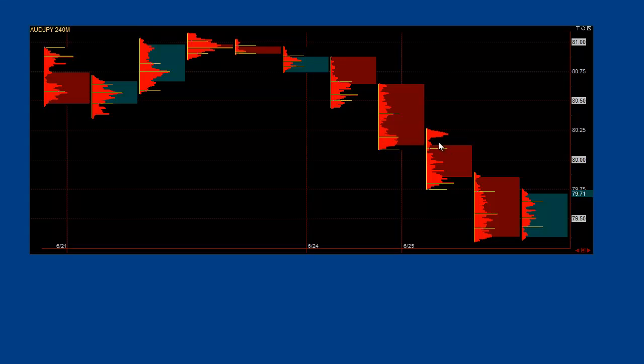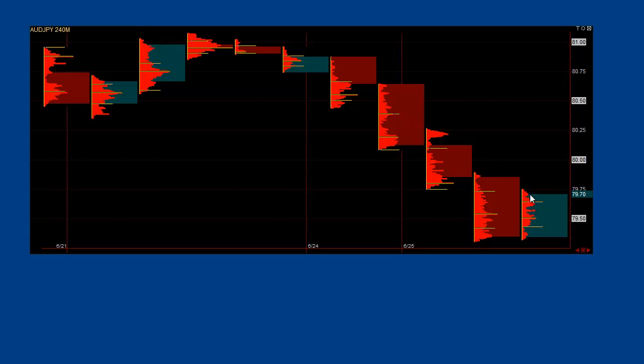And the next period right here opened. It spent a lot of time in the middle of the value area and then broke down again. And notice the next period here opened, really spent almost no time. It certainly didn't go above the value area here or here, and then it continued trending down again.